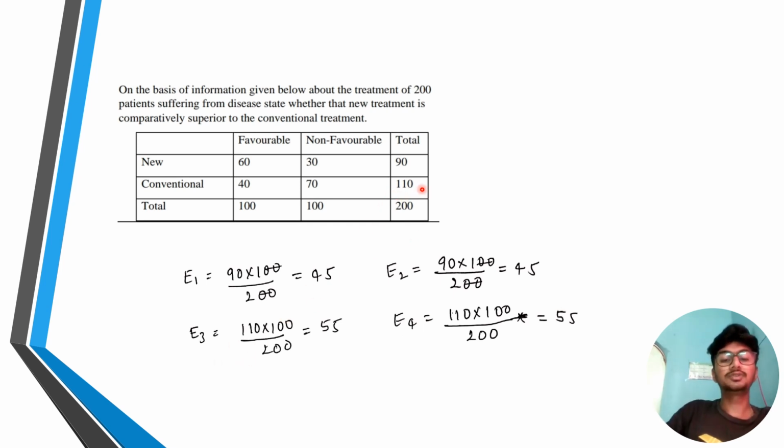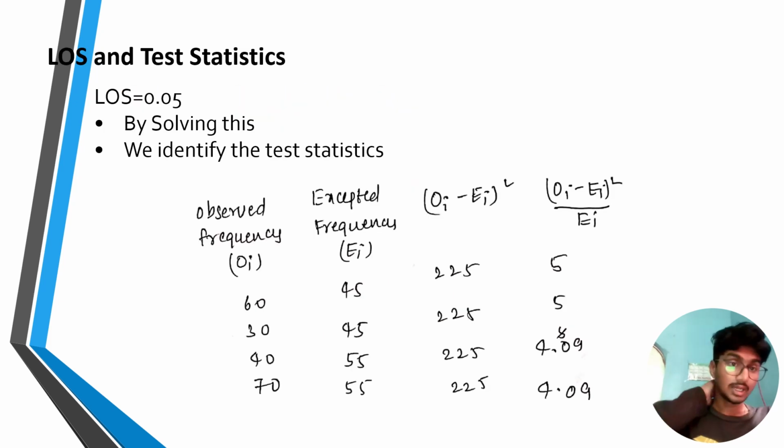E3 stands for 110 into 100 by 200, and similarly E4 is 110 into 100 by 200, which stands as 55. Here the expected frequencies E1 and E2 are the same, and E3 and E4 are the same. Next, level of significance and test statistic. The level of significance is given as 0.05. By solving this, we identify the test statistic. The given observed frequencies Oi are 60, 30, 40, and 70. For these we use the expected frequencies calculated in the previous slide: E1 45, E2 45, E3 55, and E4 55.